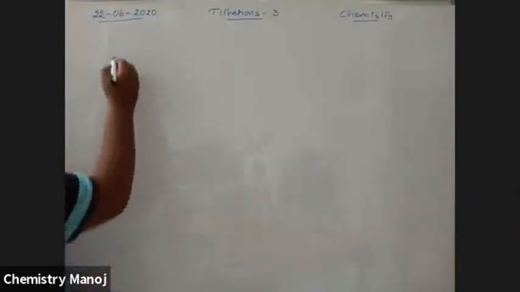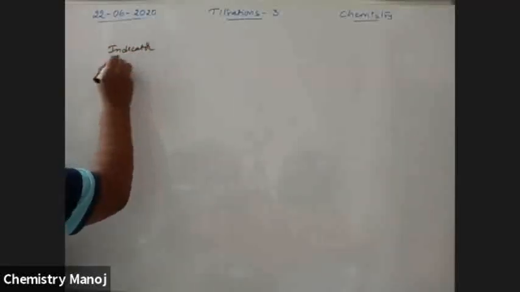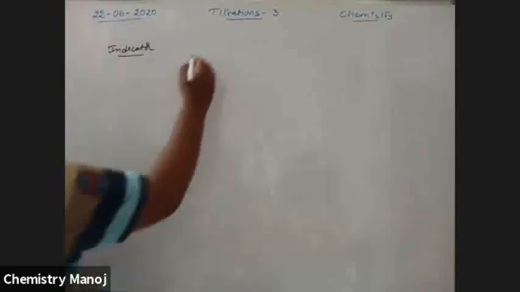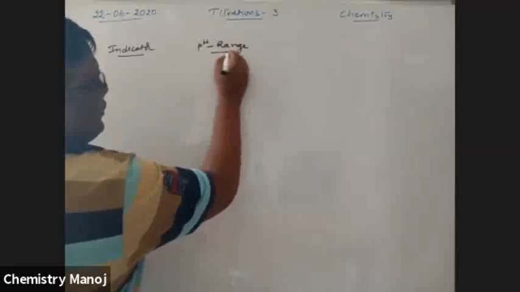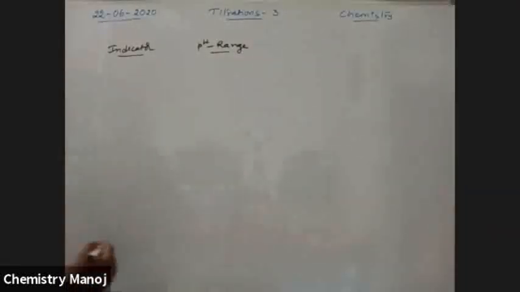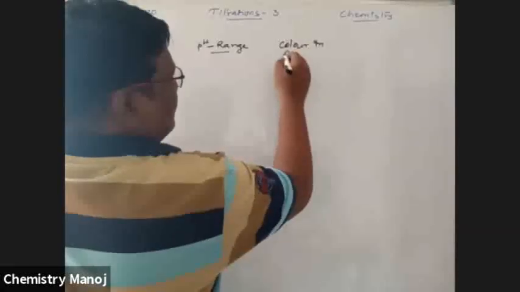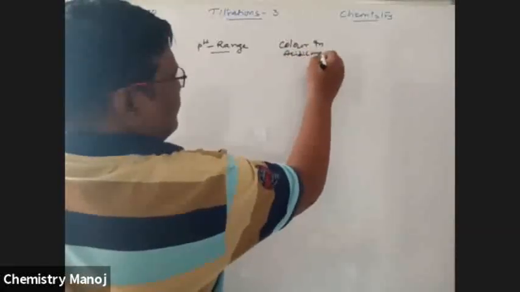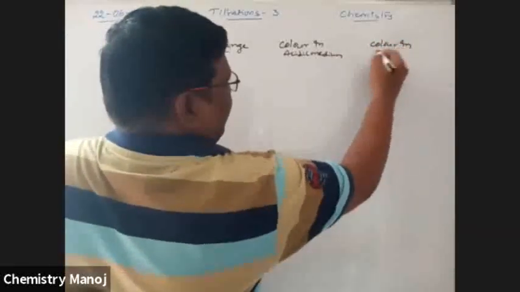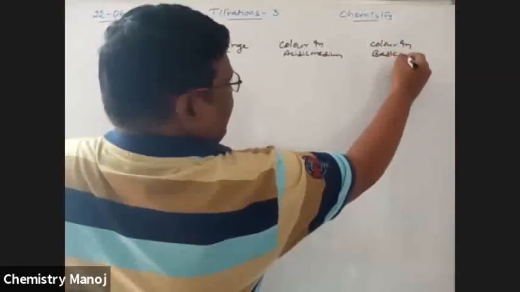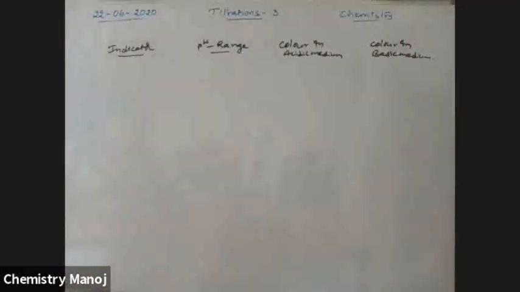So our indicators, the pH range, that is, in which pH range the indicator is used, the color in acidic medium, and the color in basic medium.